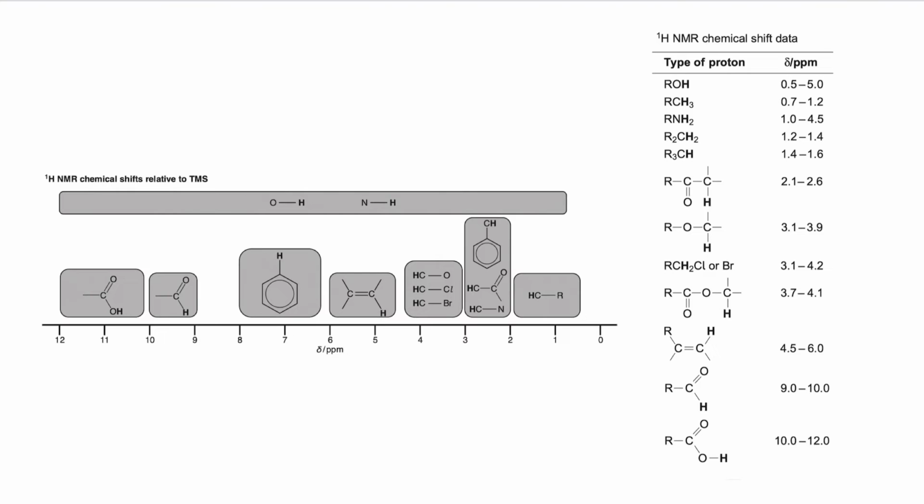The next thing we need to understand is why the chemical shift of protons that are bonded to carbon atoms that are either part of a benzene ring or a carbonyl group, such as an aldehyde, or even an alkene, why the chemical shift of these protons is so high. What's going on here?